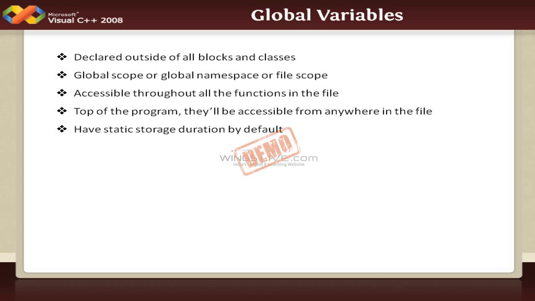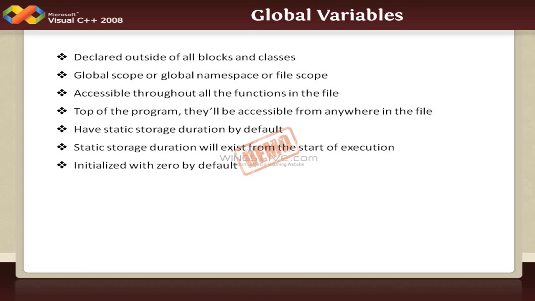Global variables with static storage duration will exist from the start of execution of the program until execution of the program ends. If you do not specify an initial value for a global variable, it will be initialized with 0 by default. Initialization of global variables takes place before the execution of main begins, so they are always ready to be used within any code that is within the variable's scope.